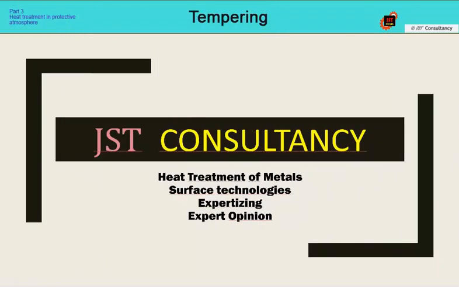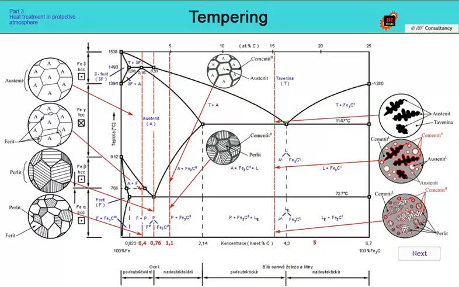Welcome to an interactive course designed to test and improve our knowledge of heat treatment. The topic of this section is to explain the issues of tempering, both under a protective atmosphere and in a vacuum. Before we start the actual tempering, let's go back to the theory.